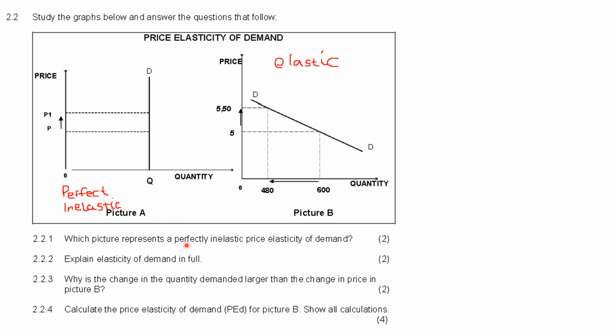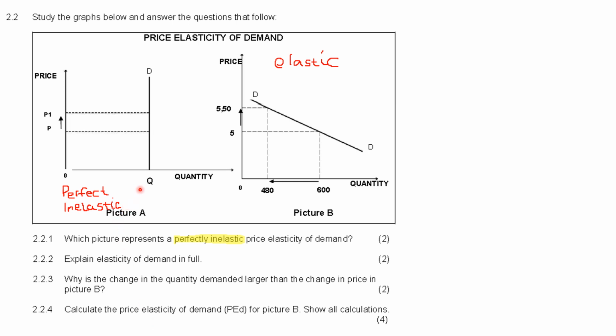And such products that give us a relatively elastic graph, we said, are those that have close substitutes, products like red meat and white meat, according to my example earlier on. All right, so let's go to the questions and answer them. The question says, which picture represents perfectly inelastic? So which picture here is going to represent perfectly inelastic?